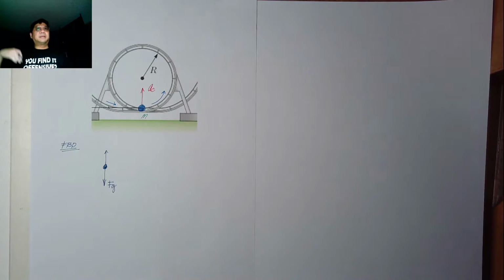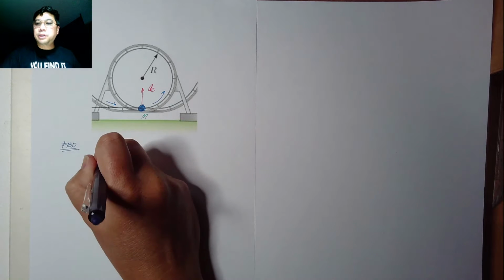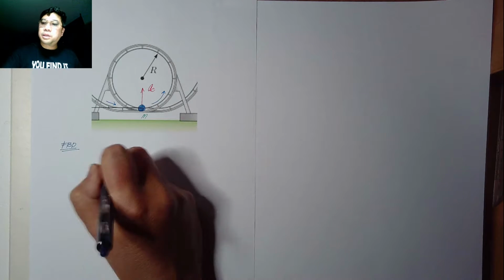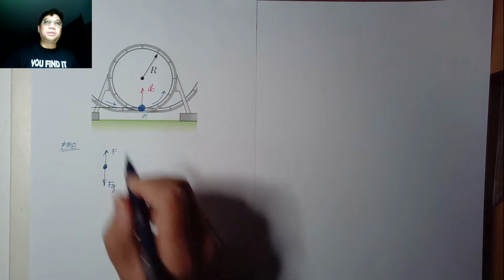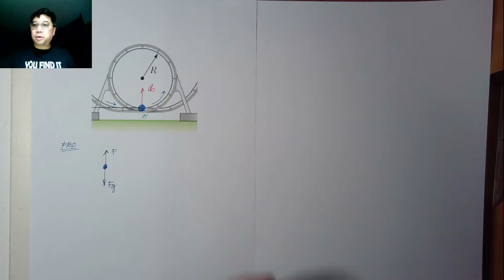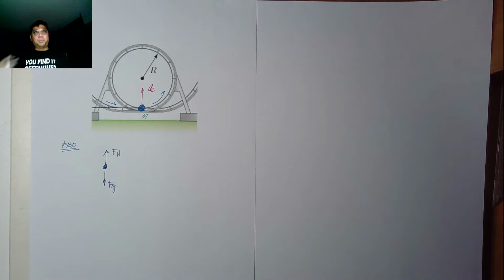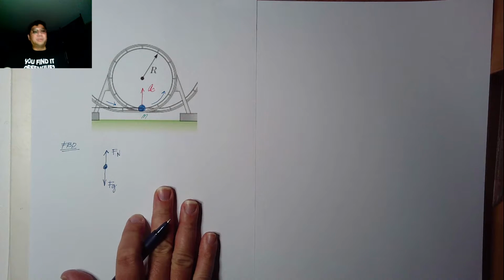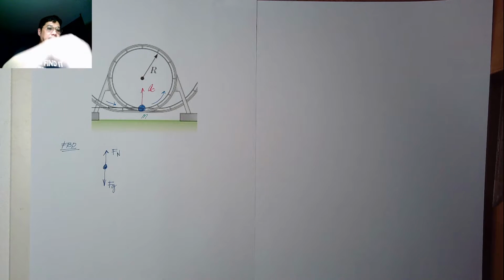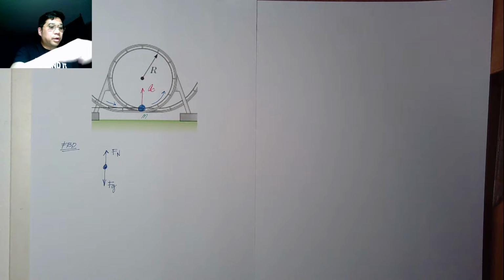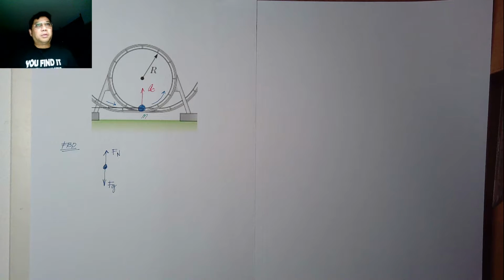So unlike the previous question on roller coasters at the top of the loop, where both the force of gravity and the normal force are in the same direction, this time our normal force is upward. Okay, so upward direction. Now, let's analyze the different forces acting on it and apply our laws of motion.